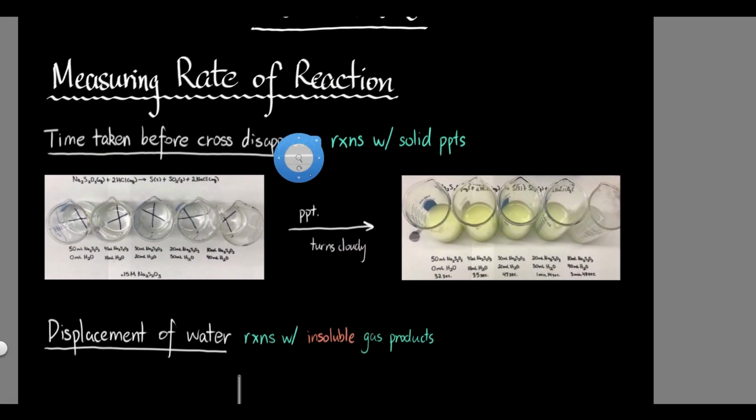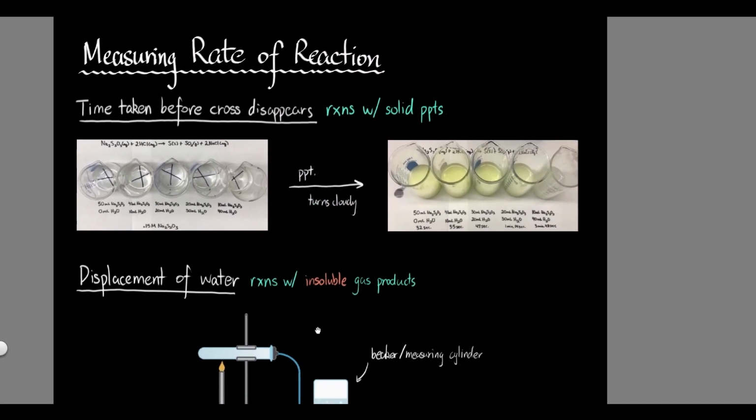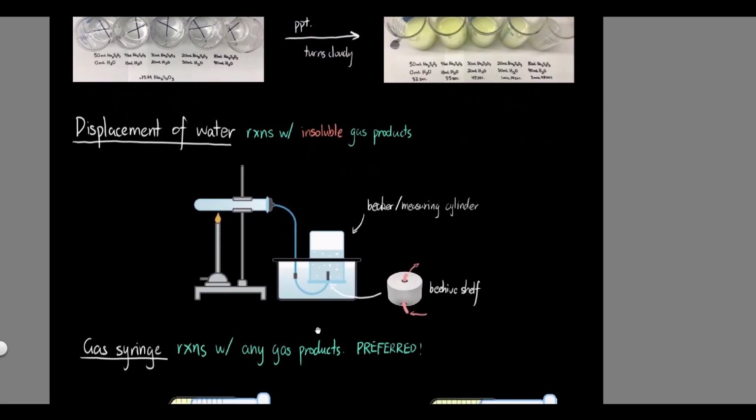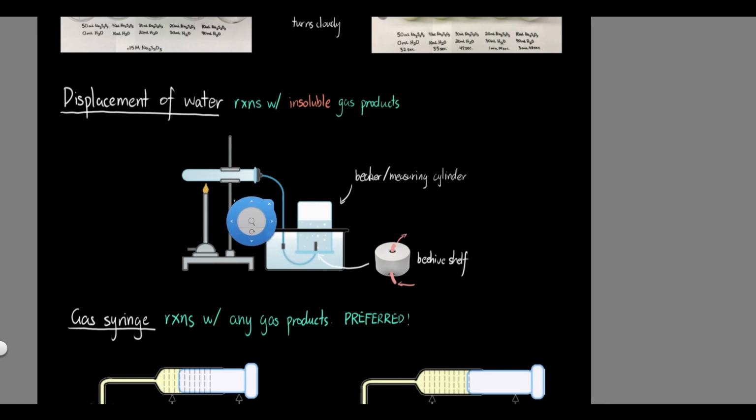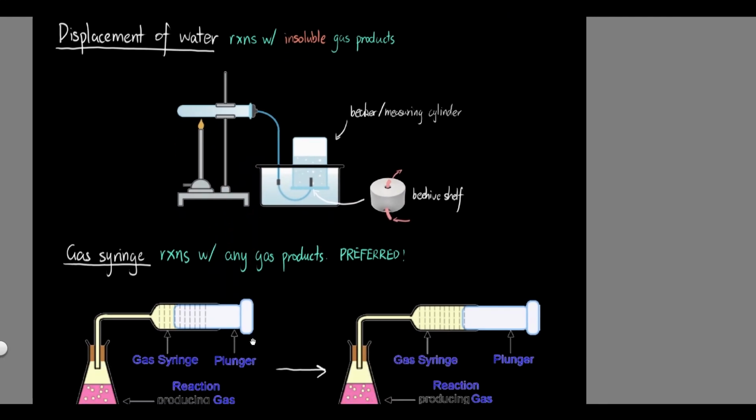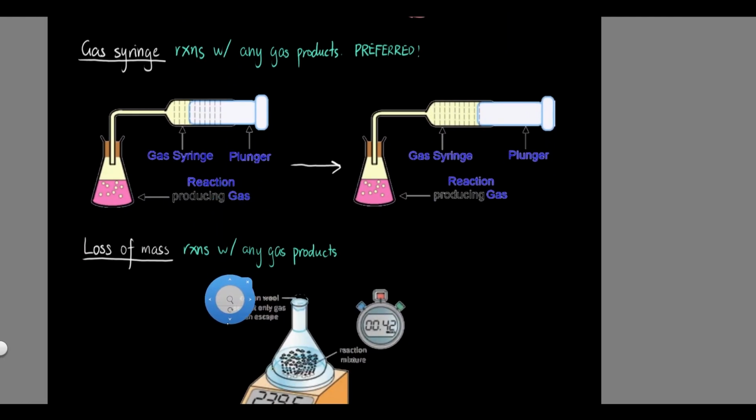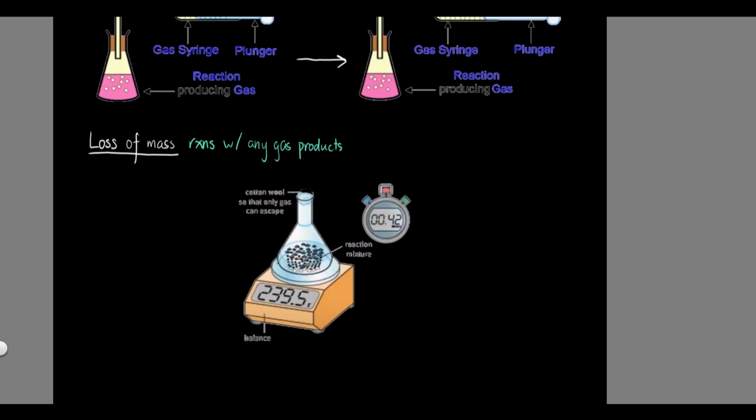So just a quick recap: we talked about time taken before the cross disappears, which works with solid precipitate. This displacement of water works with insoluble gas products. Gas syringe works with any gas and is preferred, and also there's loss of mass. In the next video, I hope I will talk a little bit about the determinants, so what determines the rate of a reaction.